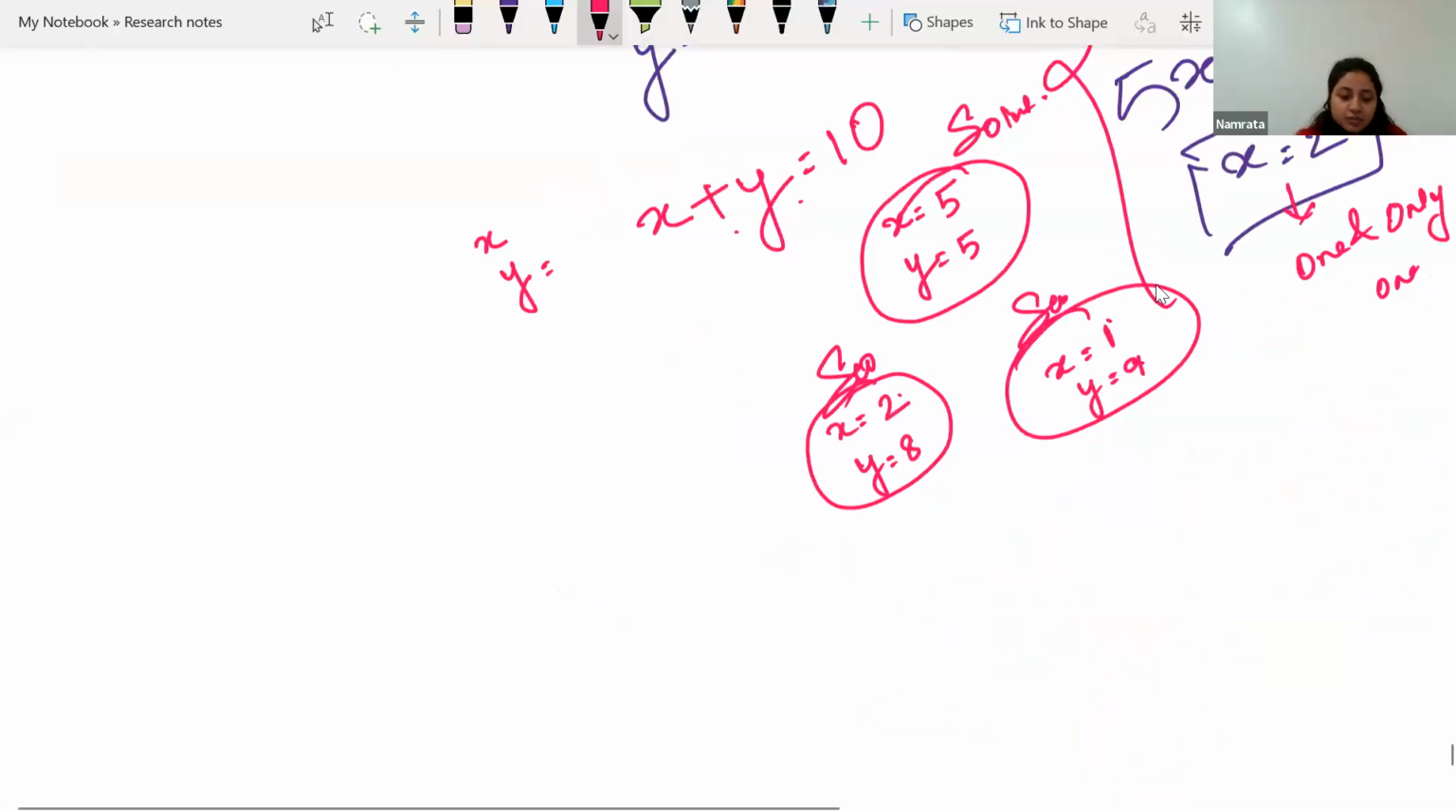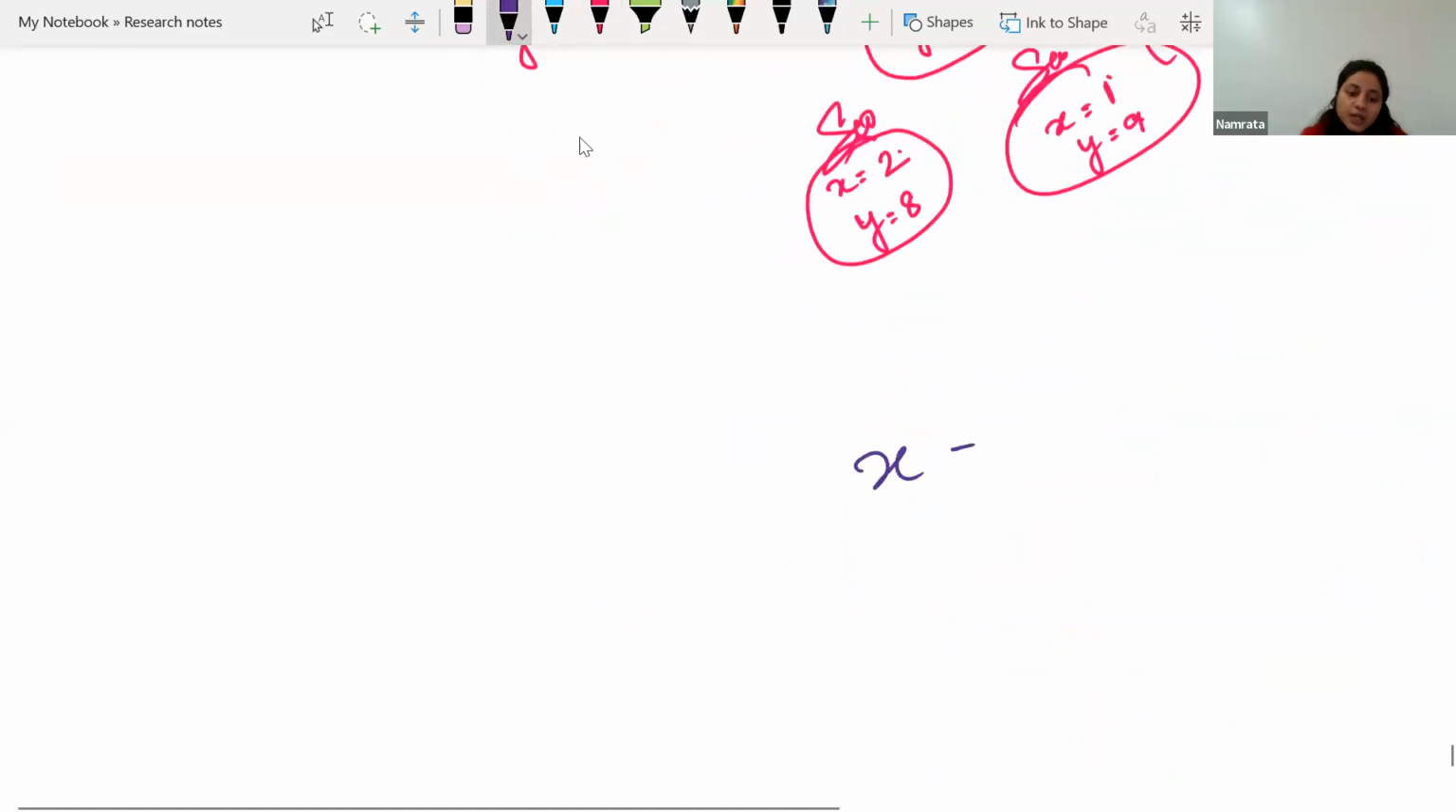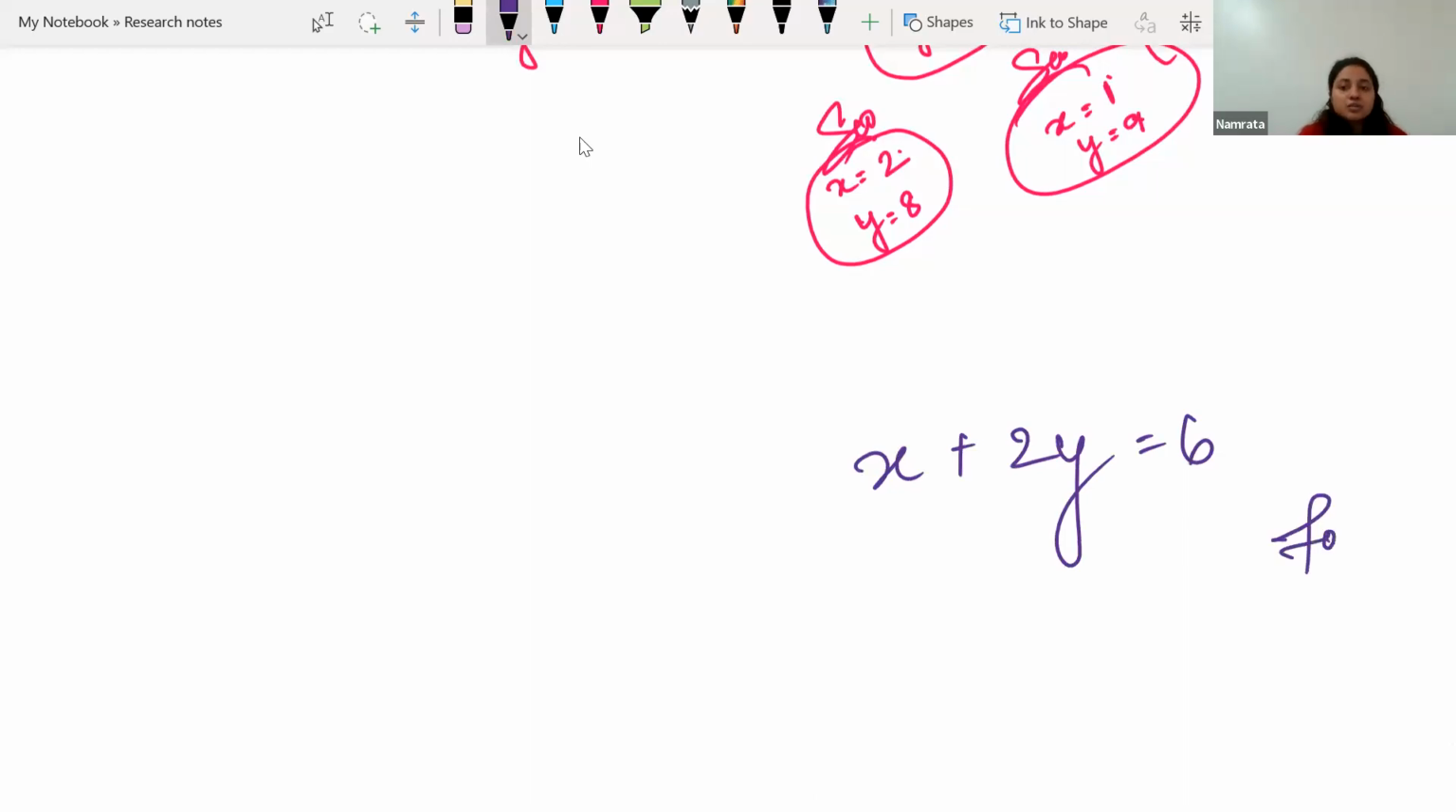Now the next concept over here is finding the solution. Suppose we have x plus 2y is equal to 6, and we have to find, let's say, four solutions, or maybe three, or maybe two, or maybe five. Are we going to just look at the equation and keep on guessing what can be the value of x and what can be the value of y? If you keep on guessing, it will take a lot of time. There is an easier way to find the solution. So what is that way?